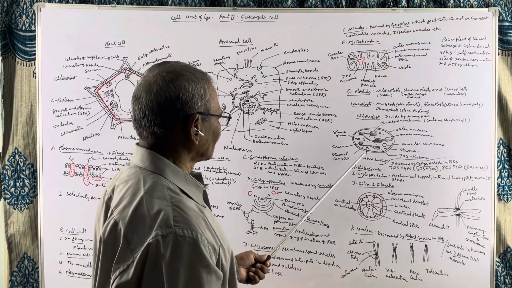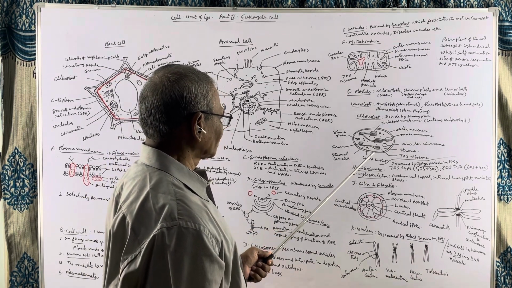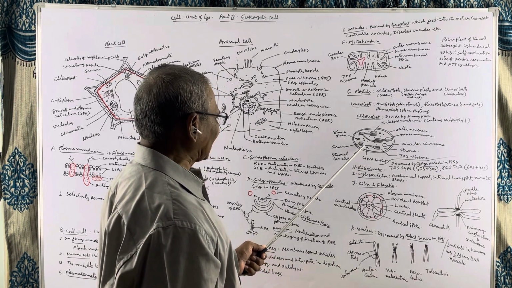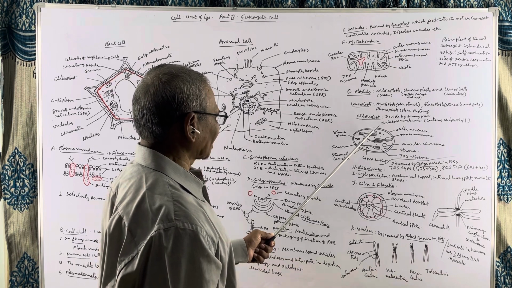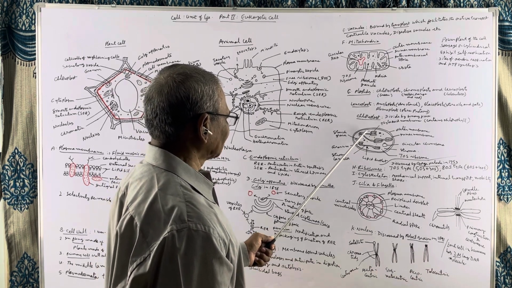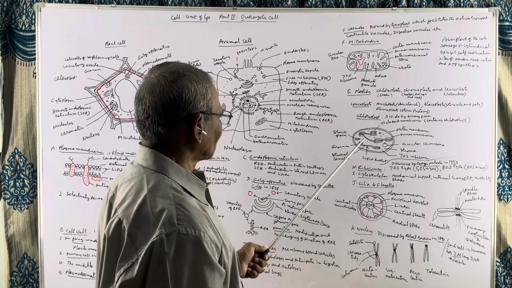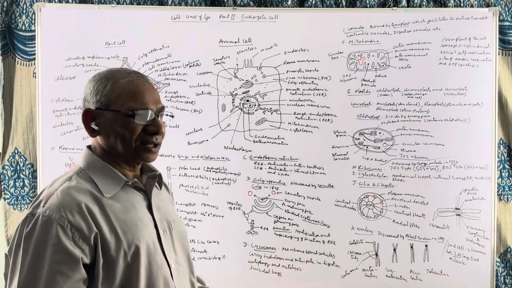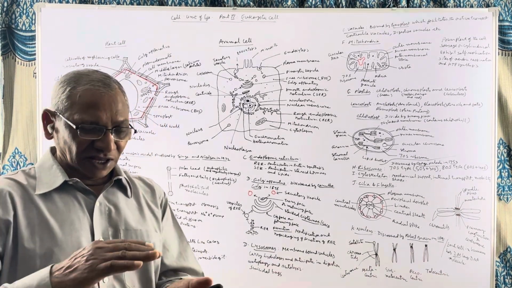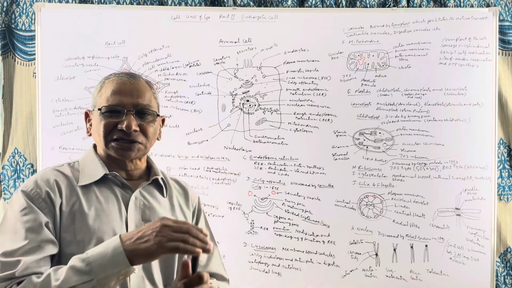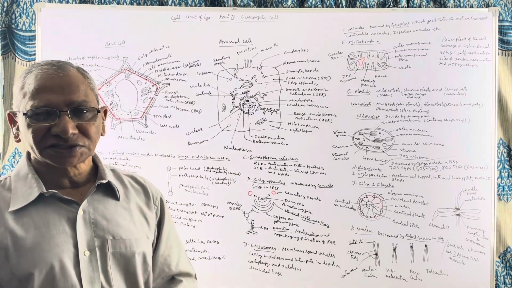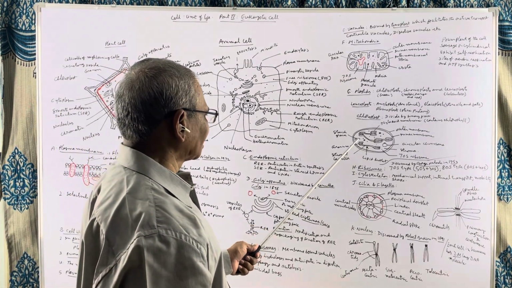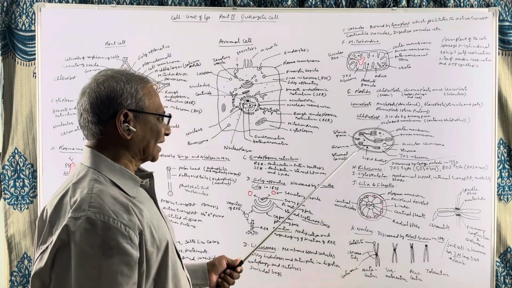Then, inside the stroma, we come across lipid droplets and also stromal lamellae. We come across thylakoid membranes. The thylakoid membranes contain chlorophyll and they are bag-like or sac-like structures arranged one above the other like piles of coins. These stacks of thylakoid membranes are known as grana, singular granum.